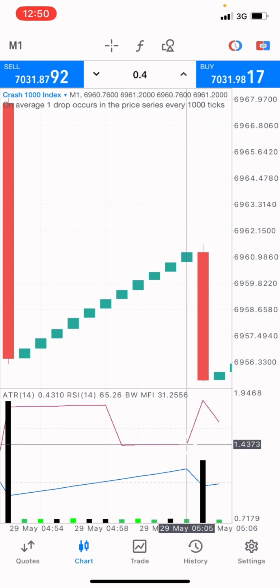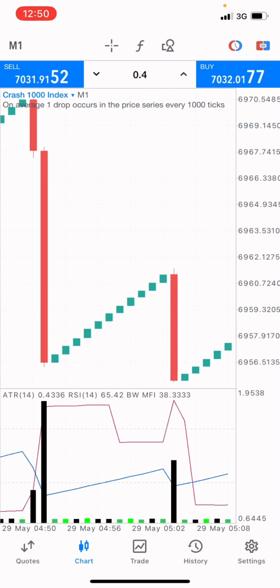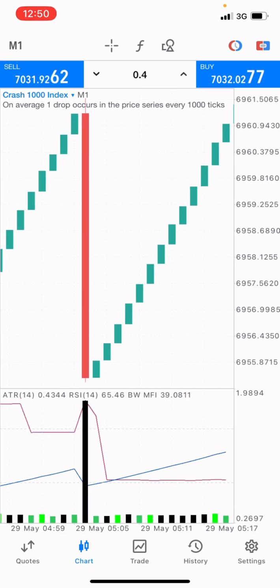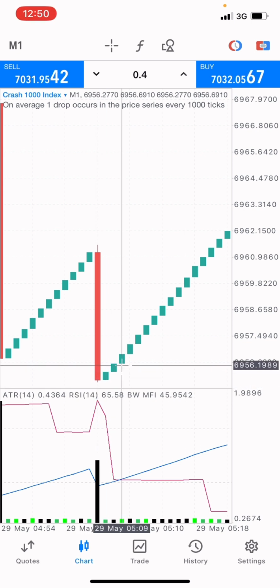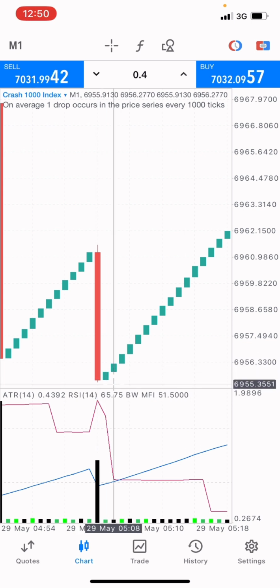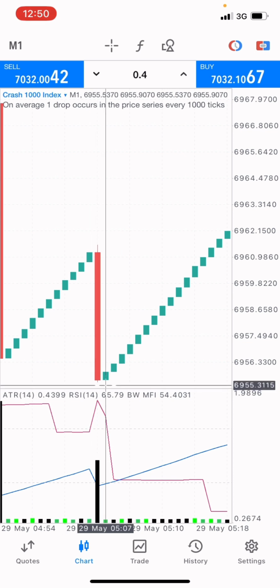Okay, you take your profit and you close the trade, and you wait. You wait after 2 candles, guys. After 2 candles, then you buy. Then you follow the same strategy.